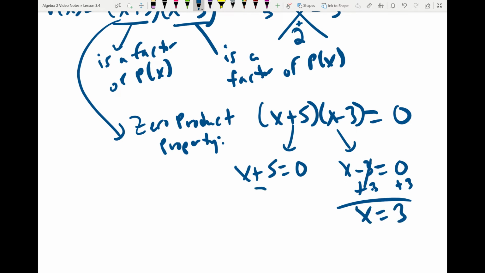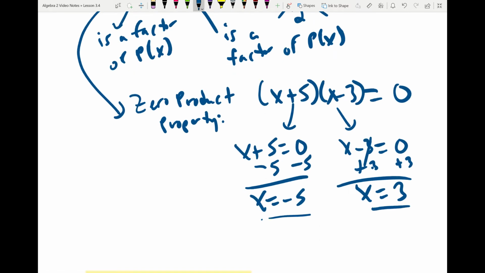And then what makes this equal to 0? Well, you subtract 5 on both sides, so you get negative 5. So those are the two numbers that make it equal to 0. So if I knew that negative 5 was a 0 of the polynomial, then that means I know that x plus 5 is a factor.